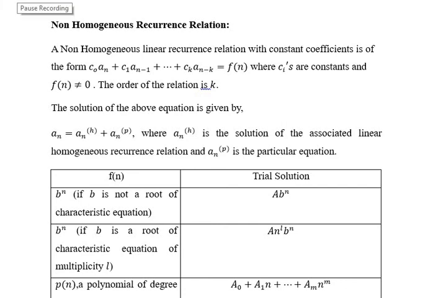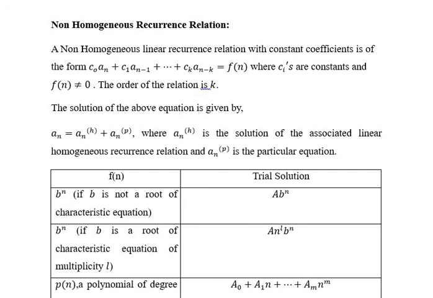Non-homogeneous recurrence relation. So what is a non-homogeneous case? Non-homogeneous means f(n) in your general equation, that is c0 a_n plus c1 a_(n-1) plus etc. plus ck a_(n-k) is equal to f(n), and that f(n) is not equal to 0. That is, it is a function in terms of n there.